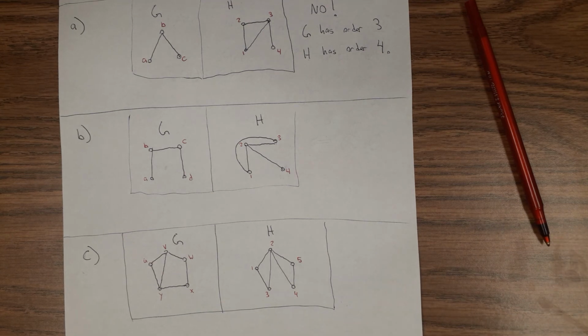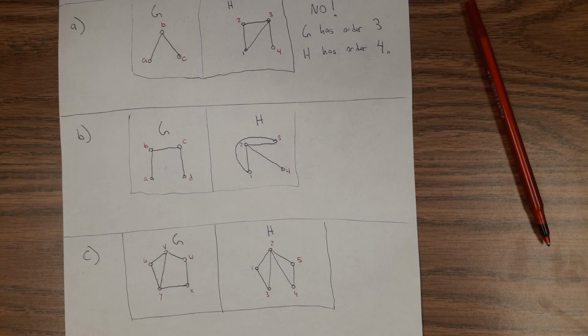So what does that mean? Last time we found different orders and we said the answer is no. This time we found they have the same order. That doesn't mean anything, unfortunately. That doesn't mean the answer is yes. That means that we don't know yet. We don't know whether they're isomorphic.